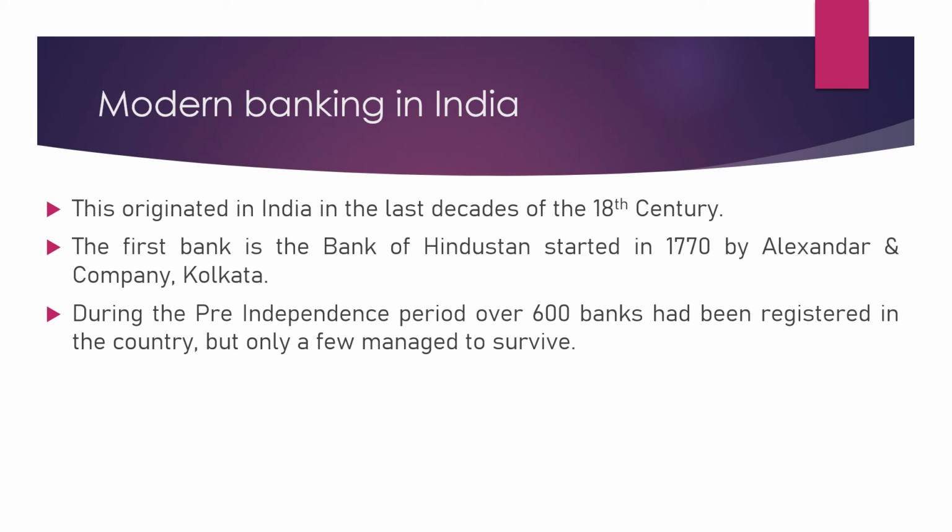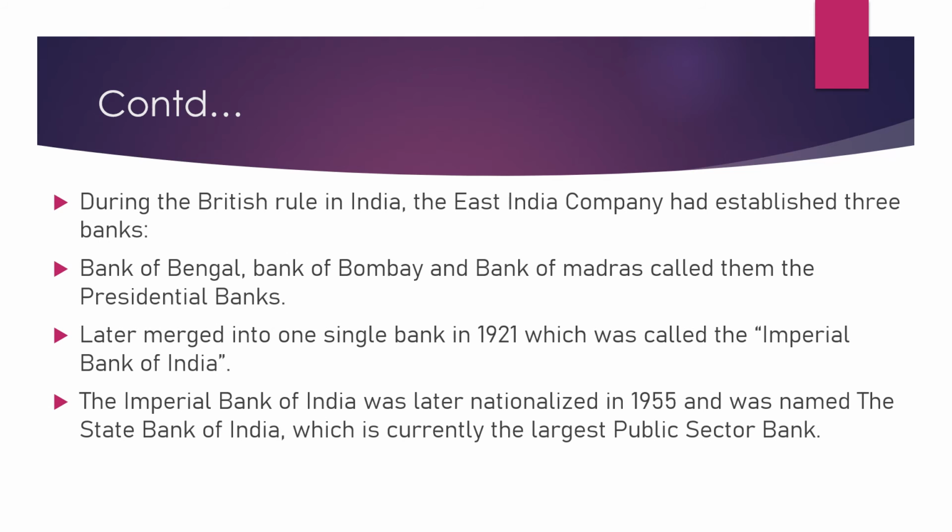Even during the British rule in India, the East India Company had established three banks: the Bank of Bengal, Bank of Madras, and Bank of Bombay. These three banks are called the presidency banks, and later they were merged into one single bank in 1921, which was called the Imperial Bank of India, which was later named the State Bank of India.